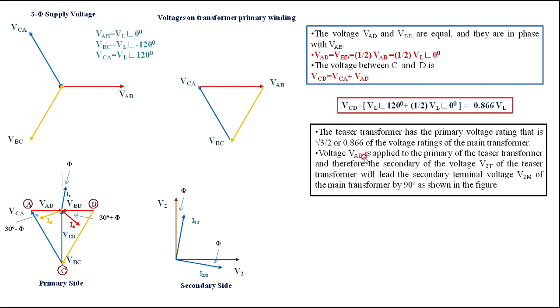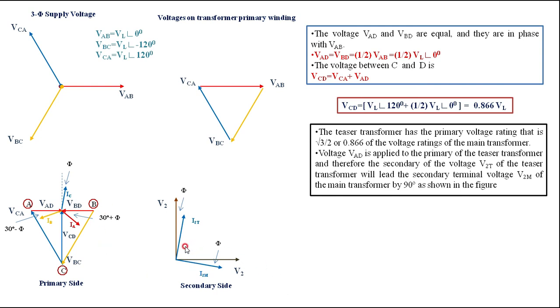Then the voltage VAD is applied to the primary of the teaser transformer, and therefore the secondary voltage V2T of the teaser transformer will lead the secondary terminal voltage V2M of the main transformer by 90 degrees as shown in the figure. That is quite evident. Here V2T is leading V2M by an angle of 90 degrees.